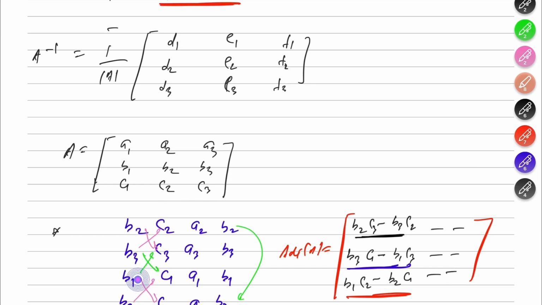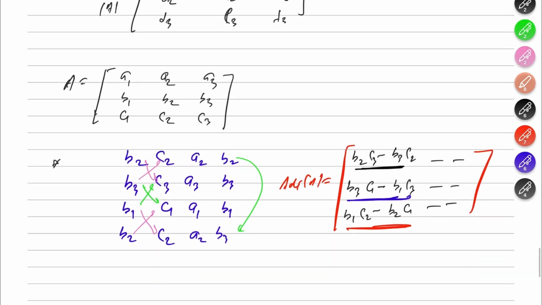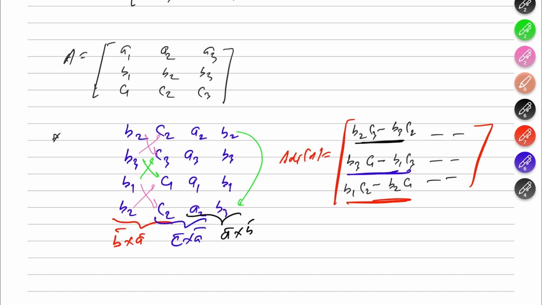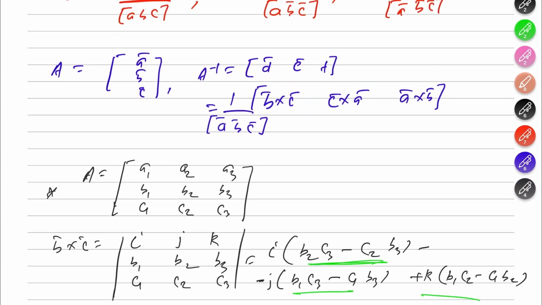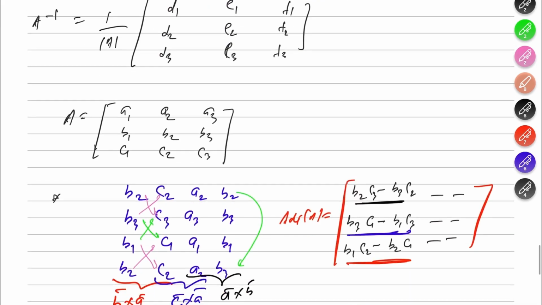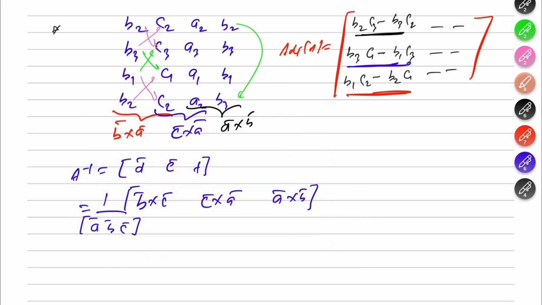Second column, clearly we observe that this is C cross A. We observe here that the first column is B cross C, this part is C cross A, and this part is A cross B. If you recall this one, this is B cross C using this one. Similarly, C cross A gives the second column, and A cross B gives the third column.